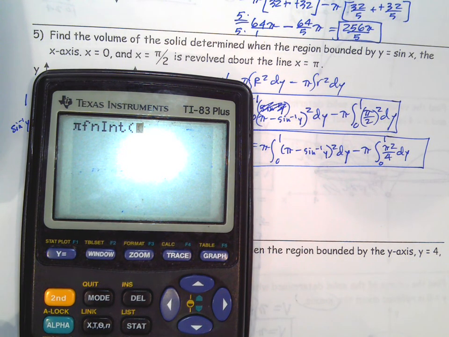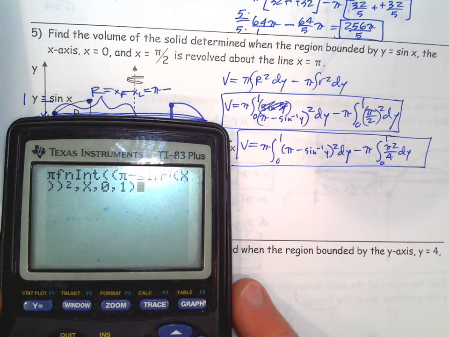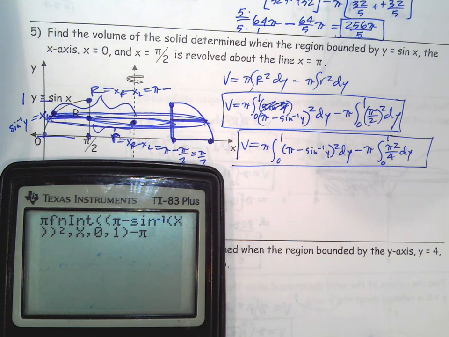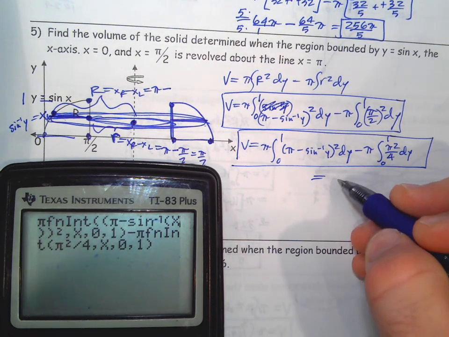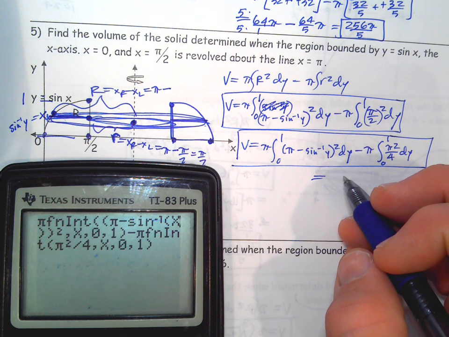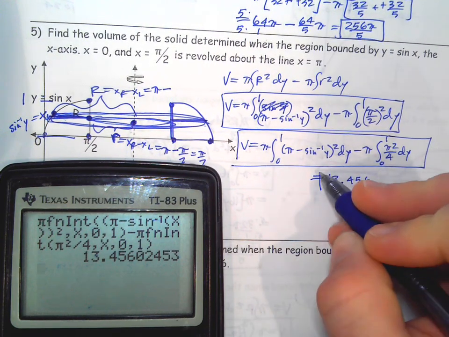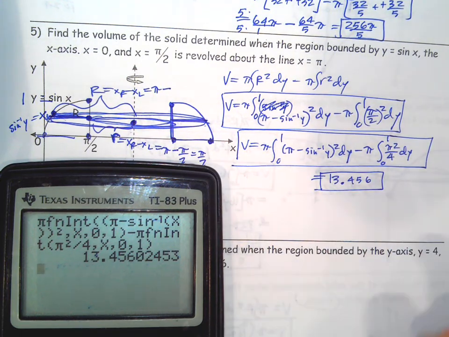So we put parentheses pi minus inverse sine of x, close, close, squared, comma x, comma 0, comma 1, minus pi, math 9, pi squared divided by 4, comma x, comma 0, comma 1. And we get 13.456.